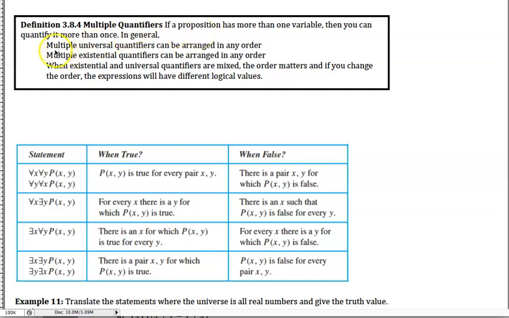Okay, so in general, multiple universal quantifiers can be arranged in any order. So if you just have a bunch of universal quantifiers, it doesn't matter which one you put first. Multiple existential quantifiers can also be arranged in any order. But order is going to matter if you have existential and universal quantifiers together, if they're mixed. So if you mix where you place them, it's going to change the meaning.